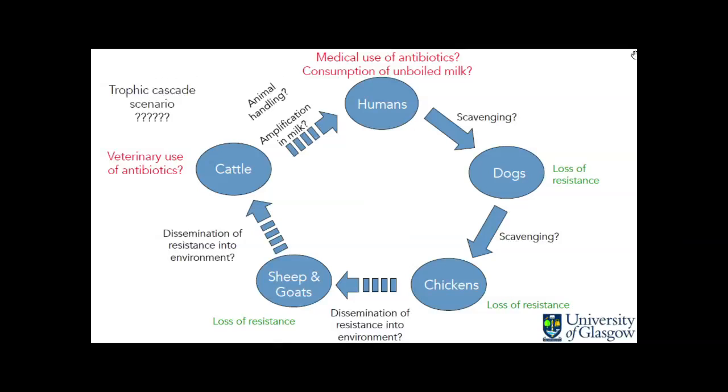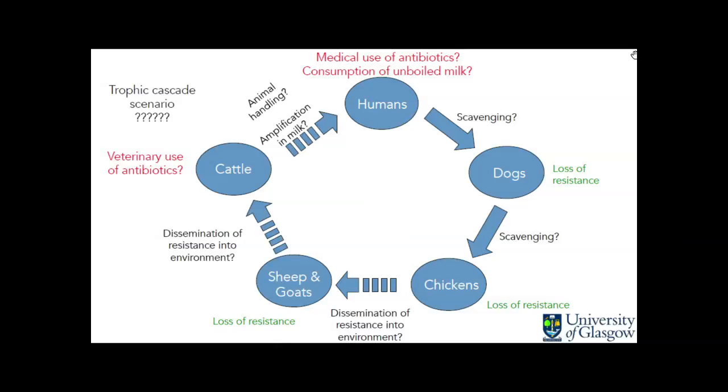Perhaps something like this, with antibiotic resistance originating in the human population and then possibly flowing into dogs and chickens as a result of scavenging in areas where sanitation practices are poor. In these populations, we might then expect a loss of resistance due to the withdrawal of the selective pressure.